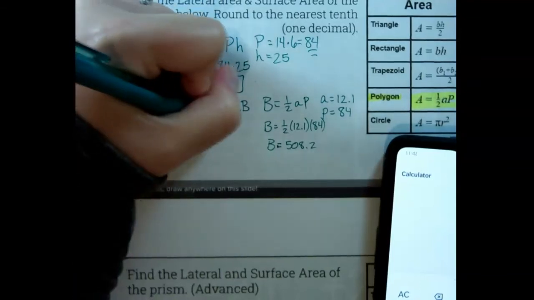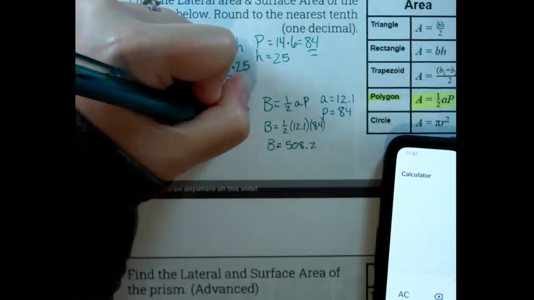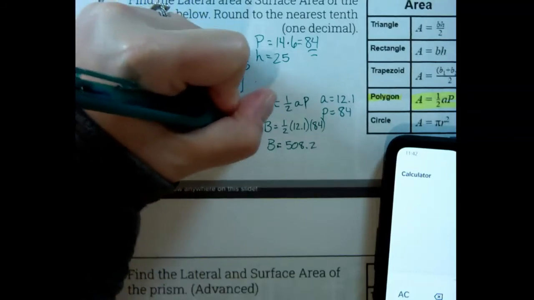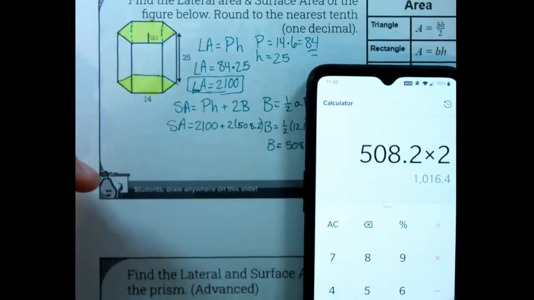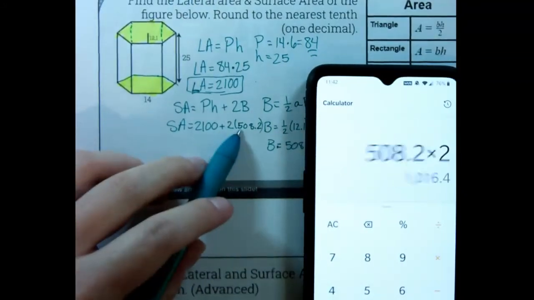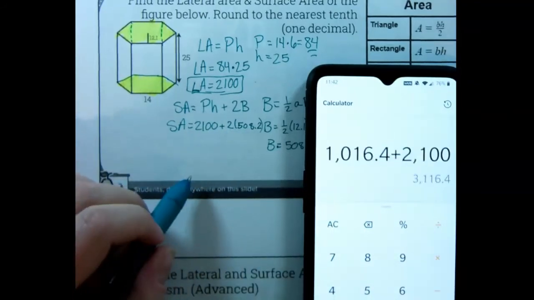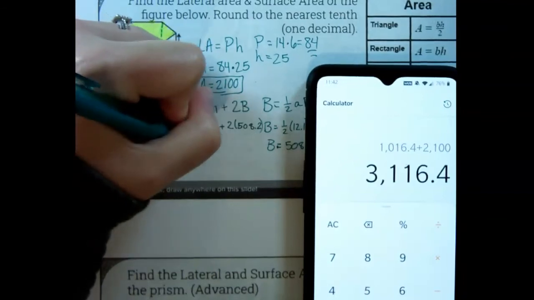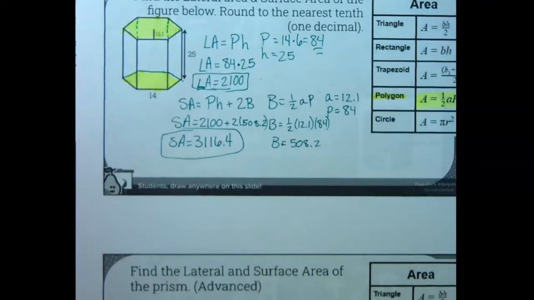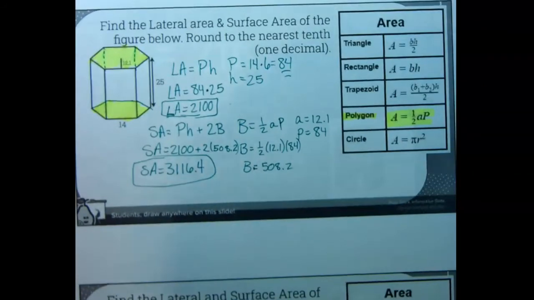So we take our lateral area, and then we add 2 of our bases. So I'll just take that number and multiply by 2, because that's the area of the base. And I'll add those to my lateral area formula, and we'll be done. Okay, and then that is the total surface area of this prism.